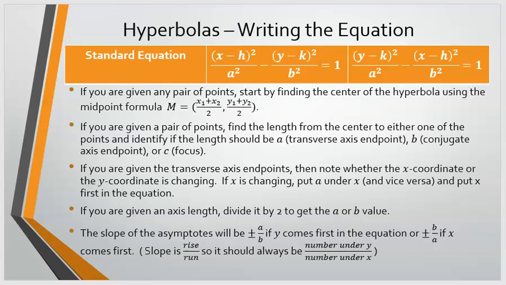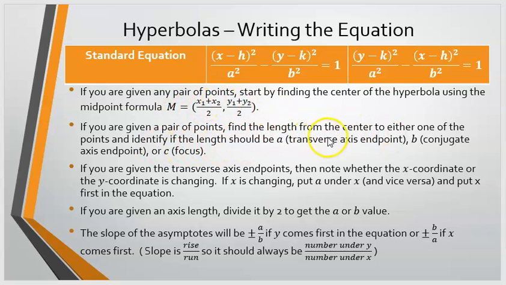As with the last shapes, I've tried to give you some rules based on what information you were given at the start of the problem. So if they give you a pair of points, same idea, we're going to find the center first by using the midpoint formula, or if you sketch the graph, it's usually pretty easy to find the coordinate for the h and the k value. Also, if they give you a pair of points, make sure you measure the distance from that center after you find it.